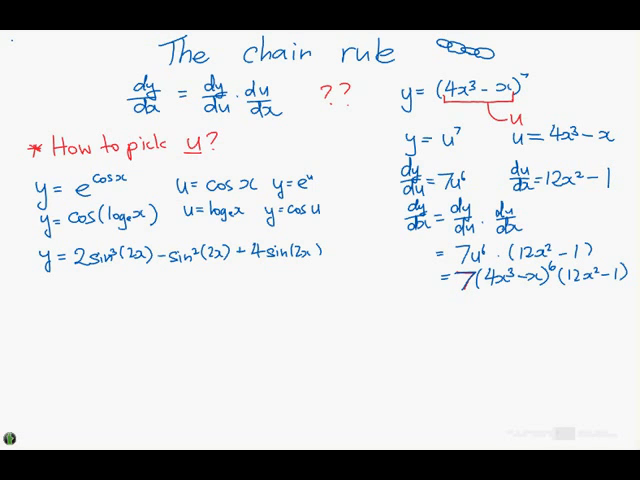So if you let u equal sine 2x, y equals, you just go ahead and replace sine 2x with u. So you'll get 2u cubed, because u is sine 2x, minus u squared plus 4u. Again, u and y are both functions you can differentiate. So the idea here is that you split it so that u and y are both easily differentiable.